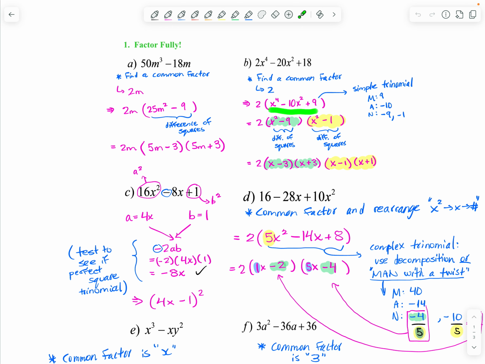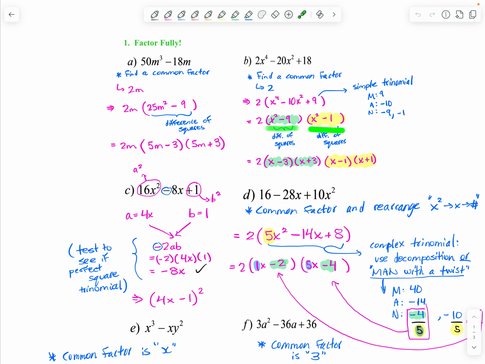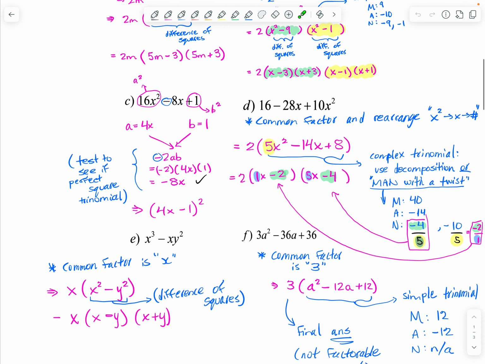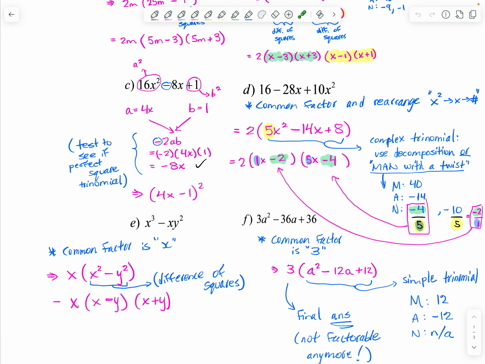I have a simple trinomial, and I'm going to just use man. The two numbers are -9 and -1. So I'll write that like this. And these are each individually a difference of squares, so I can factor these out individually as well. So there's more steps, right? So then x minus 3, x plus 3, x minus 1, x plus 1, respectively for this and this. Okay? And don't forget to put the 2 in the front. Okay, good. So moving on.